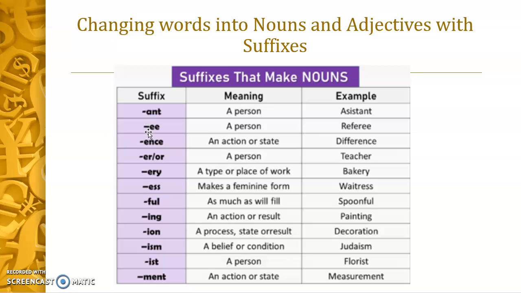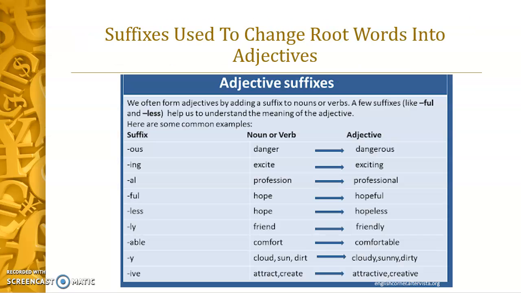So when you use these suffixes, the root words change into nouns. This is one way you can tell whether a word is a noun, a verb, or an adjective. It can help you in guessing the part of speech. If the word ends with these suffixes, the word is bound to be a noun. Now coming to the next one.